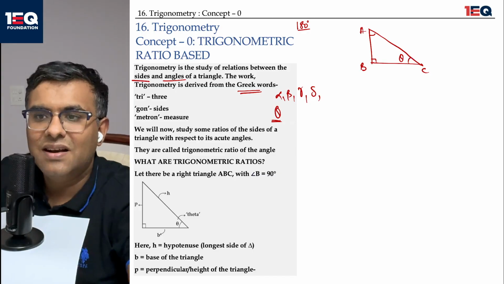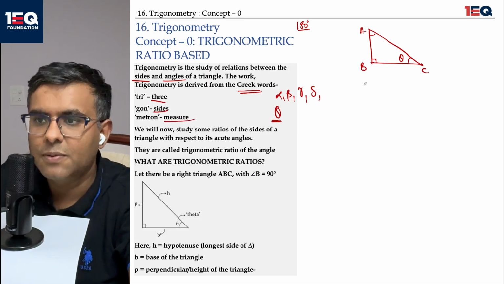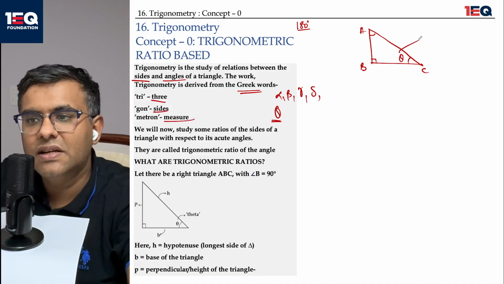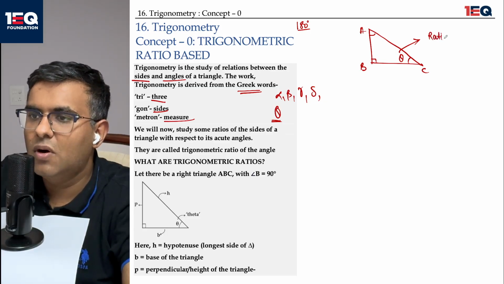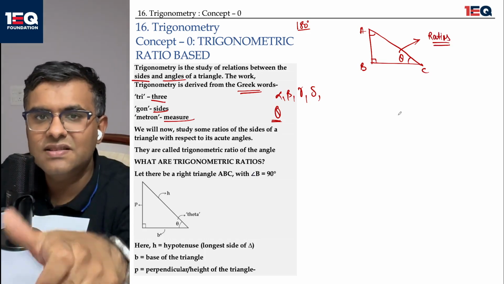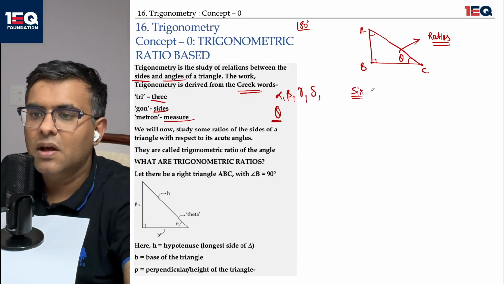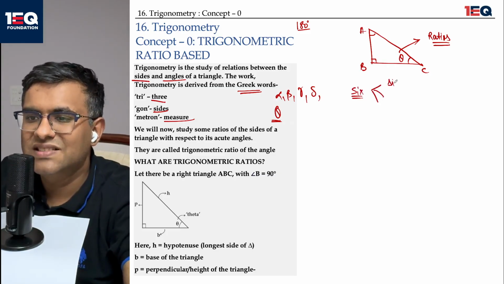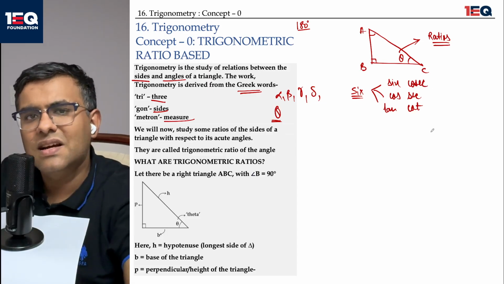Let's move forward. Trigonometry means the three sides and measurements of it. Once we have a theta with us, we have to apply ratios to it. Whenever we have an angle, we have a standard set of 6 ratios, out of which you must have heard sine, cos, tan, cot, sec, and cosec. So these are the 6 ratios.